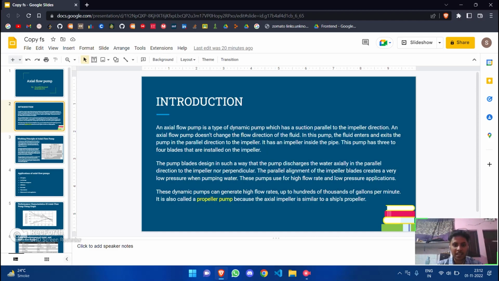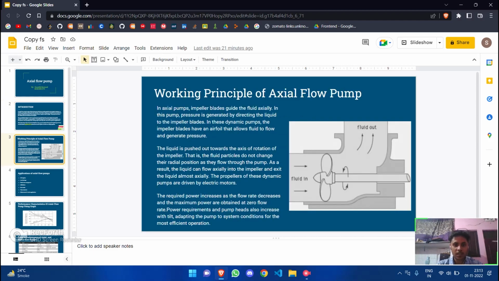This pump has 3 or 4 blades that are installed on the impeller. The pump blades are designed in such a way that the pump discharges the water axially, in the parallel direction to the impeller, not perpendicular. The parallel alignment of the impeller blades creates very low pressure when pumping water. These pumps are used for high flow rate, low pressure applications. These dynamic pumps can generate high flow rates up to hundreds of thousands of gallons per minute. It is also called a propeller pump because the axial impeller is similar to a propeller.